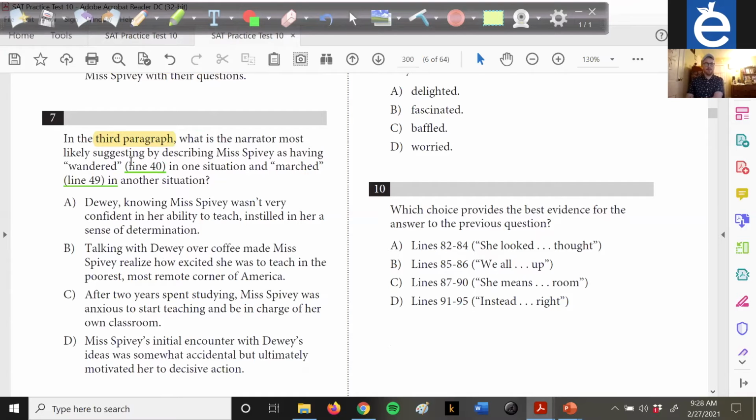So what is the narrator suggesting here? Option A: Dewey, knowing Miss Vivi wasn't very confident in her ability to teach, instilled in her a sense of determination. Well, I like the latter half of that, but I don't know if Dewey knew that, or even if Miss Vivi was unconfident. So let's mark it, see if we come up with anything better. Option B: Talking with Dewey over coffee made Miss Vivi realize how excited she was to teach in the poorest, most remote corner of America. That's better than A.